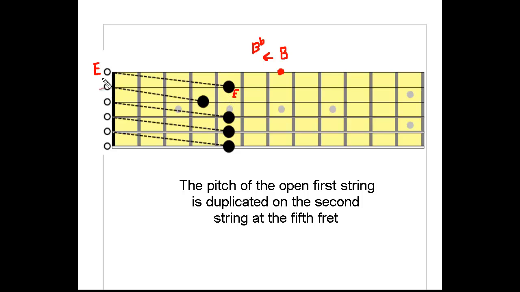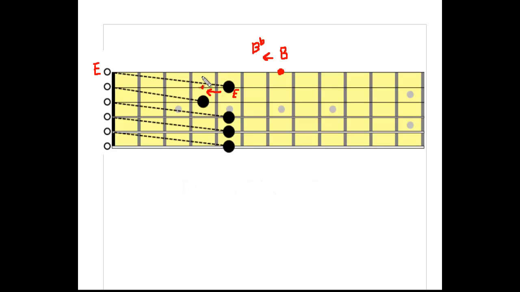So because we can't find a way of playing E flat on the first string, we go across to the second string of the guitar where this pitch is duplicated, and then we flatten that E. So if we needed to flatten the open E string, we'd actually play the note E flat on the second string at the 4th fret.